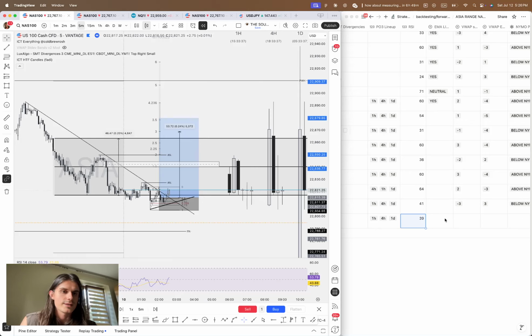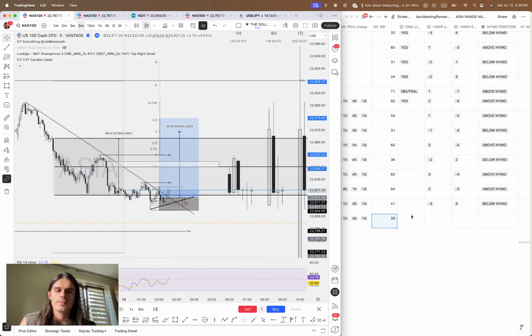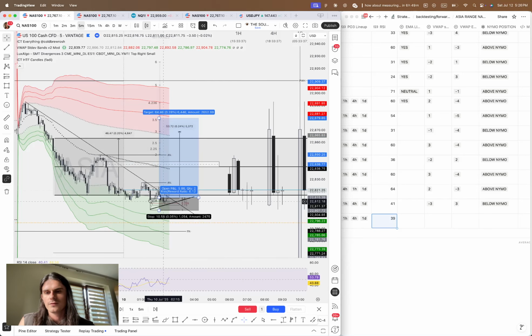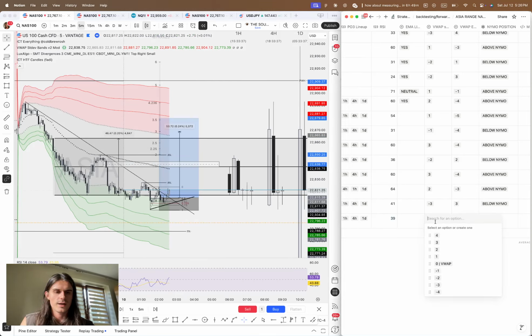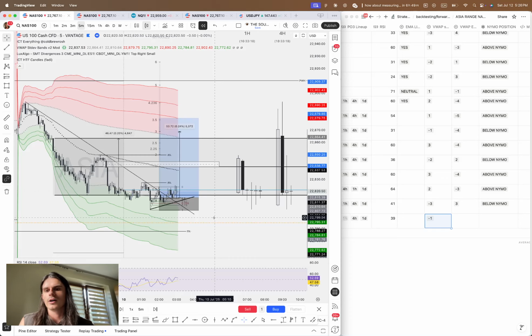Okay, so what is next? EMA lineup, I'm not using it right now. Then let's go for the VWAP. VWAP, it was at -1. I say -1 everything that is below the VWAP. So -1 standard deviation below the VWAP. And then I say, how far did it go?